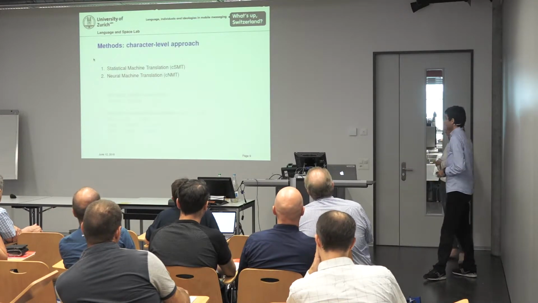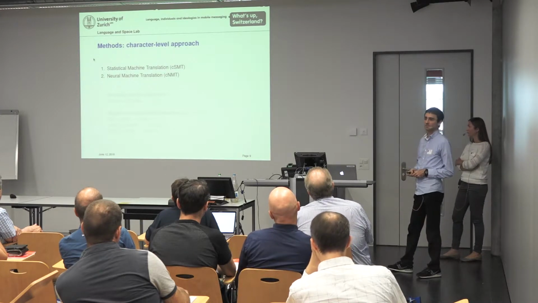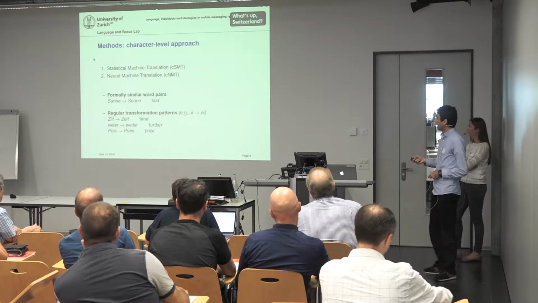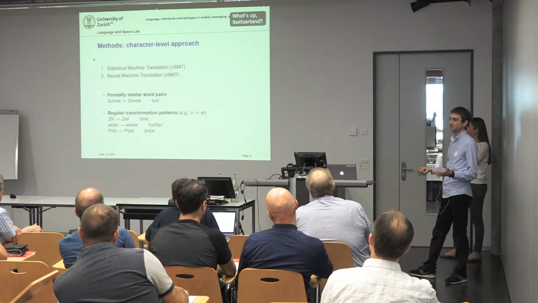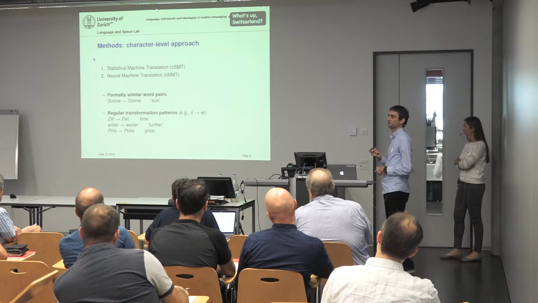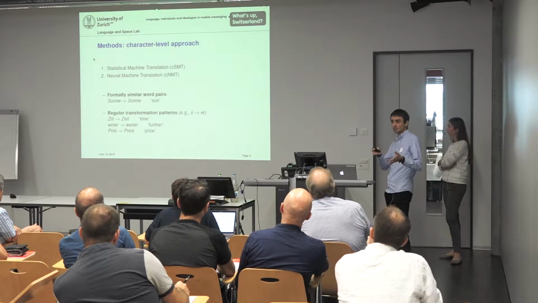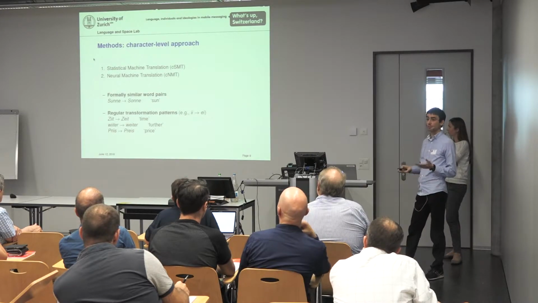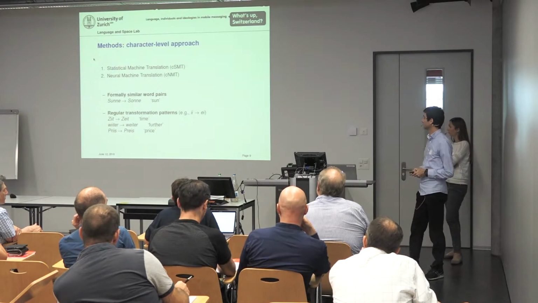beat. So the 2 methods that we have used are statistical machine translation, the traditional method, and neural machine translation. What they have in common in our experiments is that we decided to work at the character level. Character-level machine translation is particularly suitable when 2 languages are similar. In Swiss German and its normalized form, we have many word pairs that are formally similar, like in this example, Swiss German Sonne that becomes Sonne.